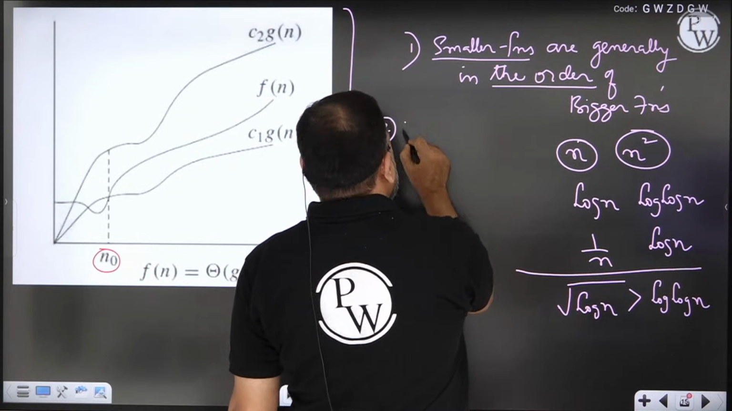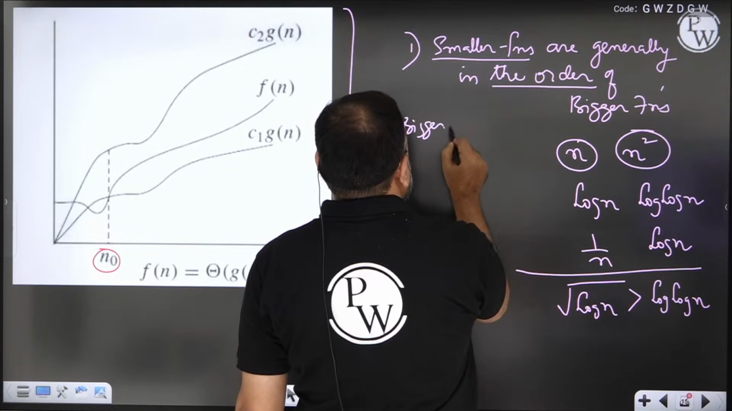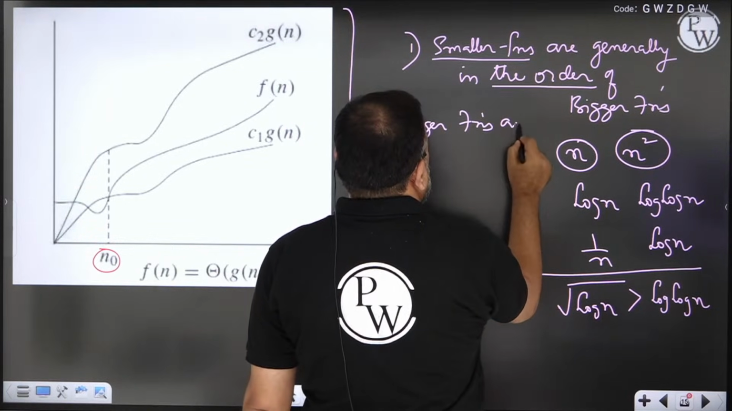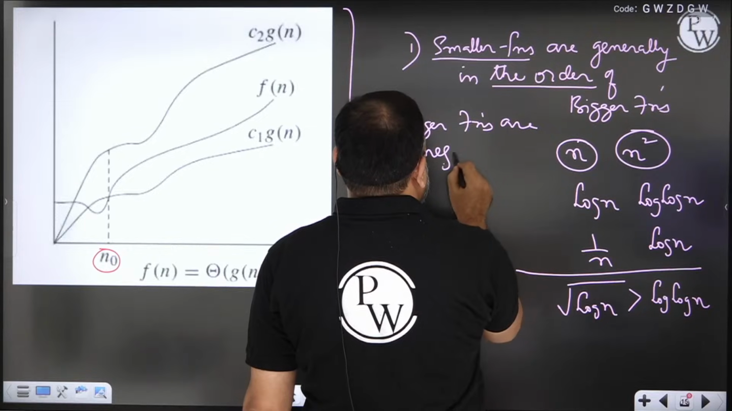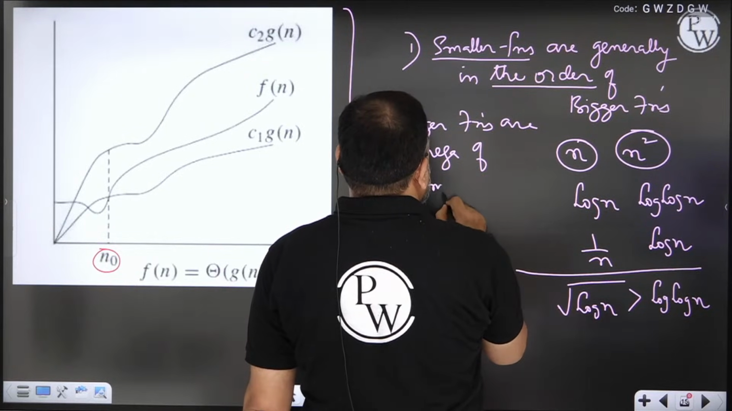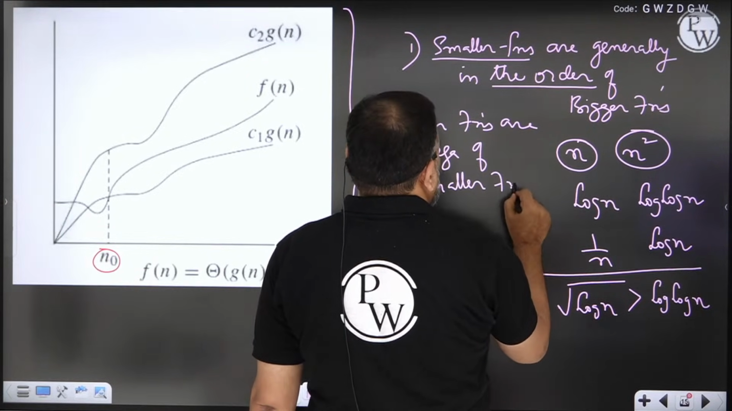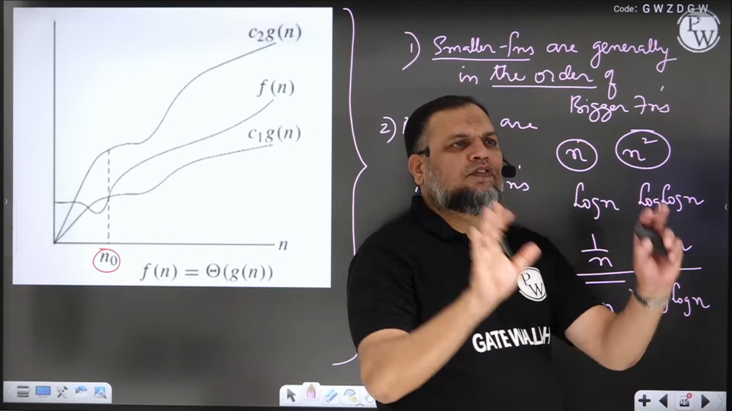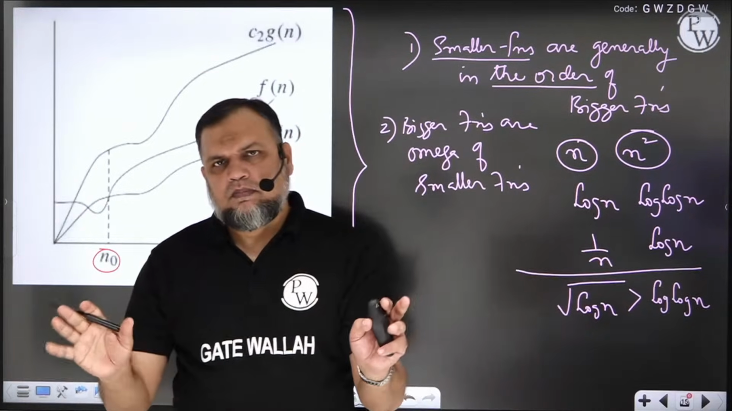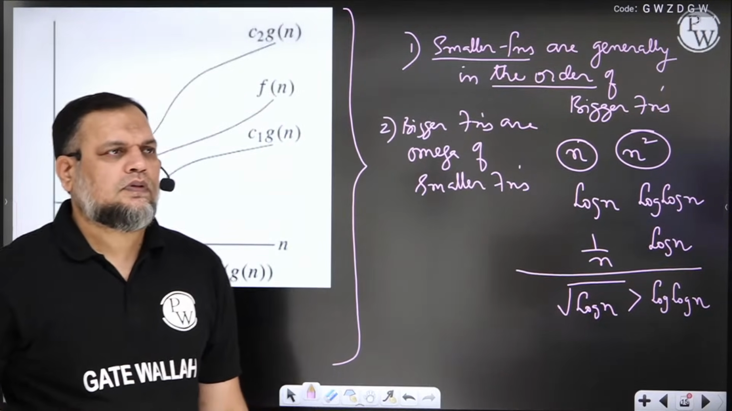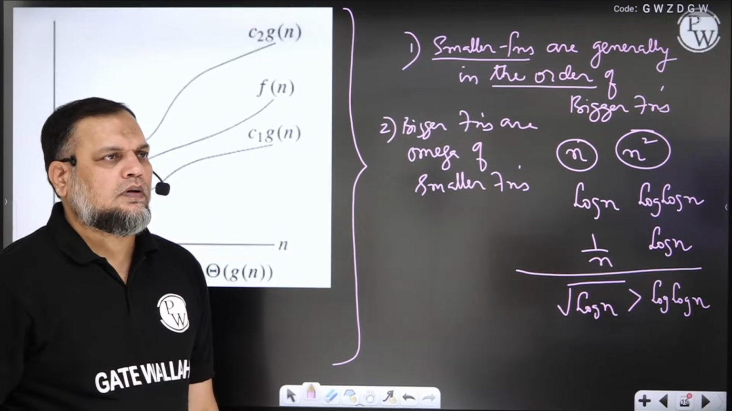Second, इसका opposite, bigger functions are omega of smaller functions. If the rate of growth of both functions is the same, theta. Right? Theta.